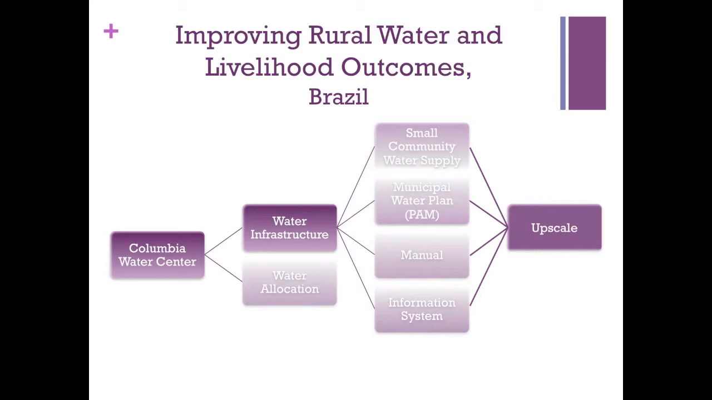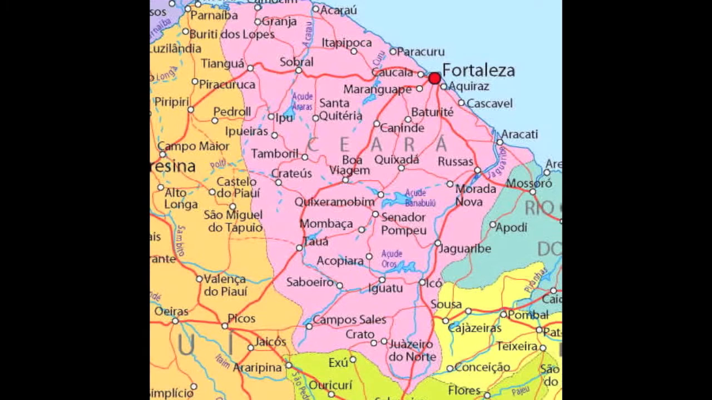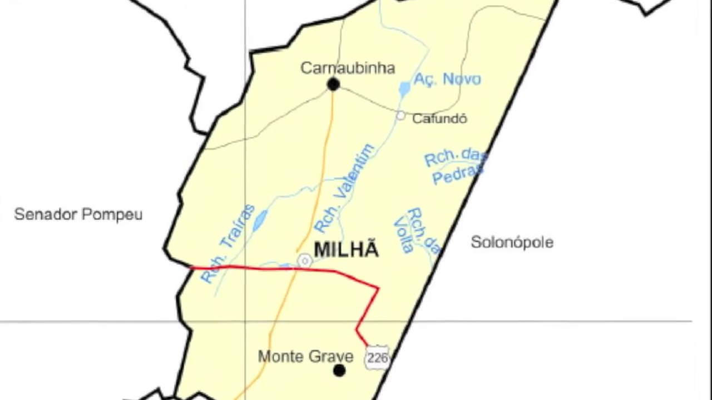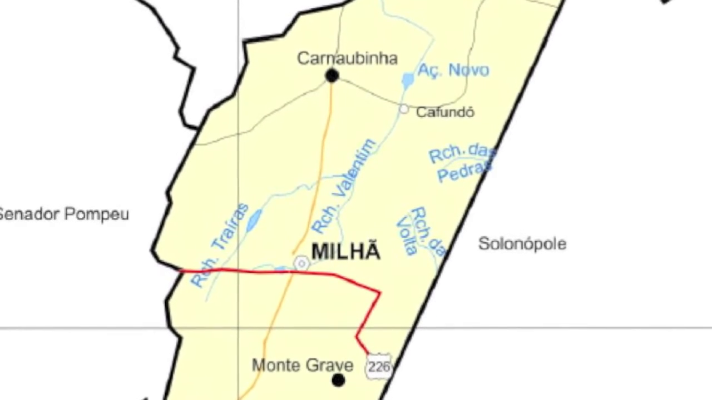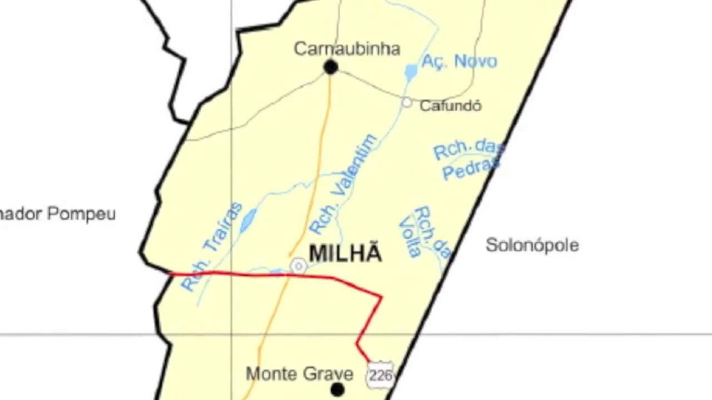The Columbia Water Center is happy to see the difference this project has made in the lives of these communities, but the larger goal of the program is to produce tools that can be adapted and used by others to serve even more people. That goal is being met as the local and state governments use the Water Management Plan, Manual, and Information System to bring water to more people in Milhã and the state of Ceará. They have already started with 5 more communities in Milhã.